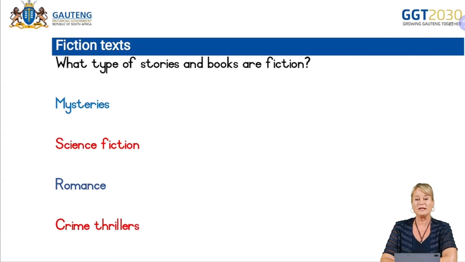And then another one is a crime thriller. That's a story that people love to read. It's not real, and something happens, and it's quite exciting. That's what thriller means. It's very exciting, and we have to try and find out who did what it was and then catch them. So it's an on-the-edge-of-your-seat type of story that people love, crime thrillers.